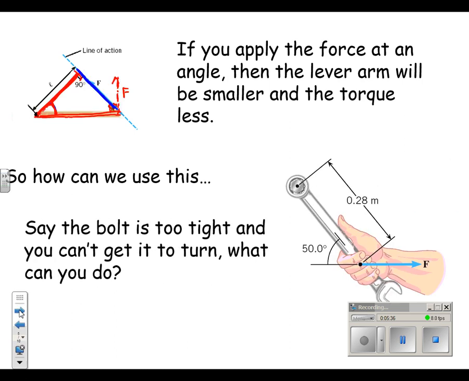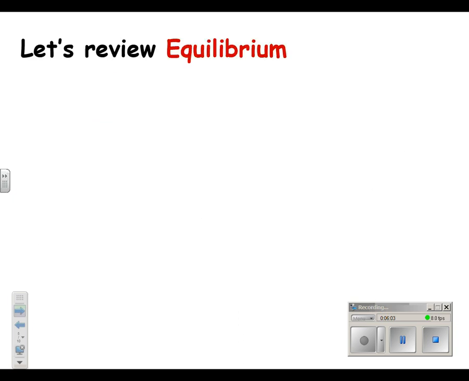So how can we use this information? Say the bolt's too tight. What can we do to get it to turn? Well, one, we can lengthen the radius. Like I said, add a cheater arm. Since this is being applied at an angle, we could apply the force at a perpendicular instead of at an angle. So there's a couple of things that we could do to increase our torque, which would then help us loosen the bolt.